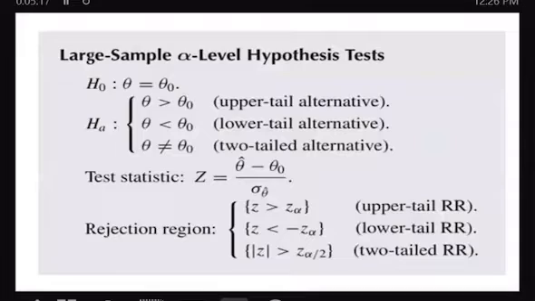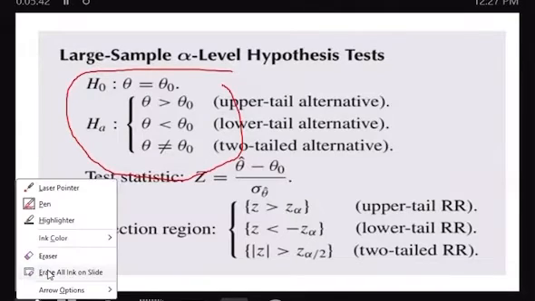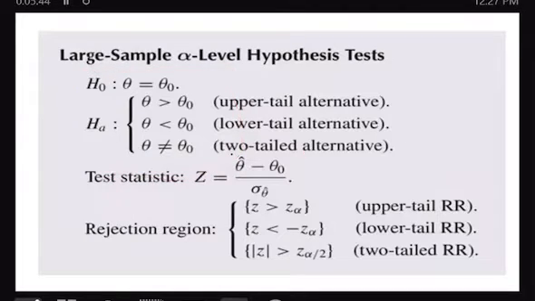Now take a look at this. If I want to have hypothesis testing for mean, I told you the other time, the null hypothesis is always going to be an equality sign. Alternative could be less than, greater than, or not equal. You're actually going to figure that out from your data. Now, the next is the test statistic. The test statistic is going to be this, where we have the estimator, the hypothesized value, and the standard error, and we're going to have a rejection region.